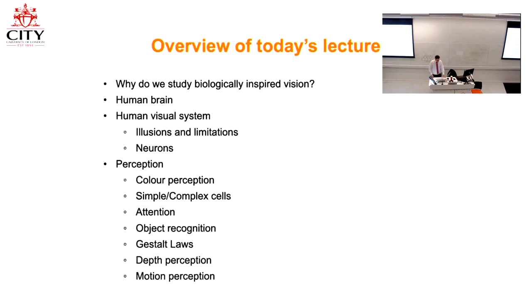Then we go through that neurons bit, and then we will have some understanding of perception. So we will see what sensations are, how they work, and then we go through perception, and we will see that sensation and perception are slightly different things. We will look at some basics of simple and complex cells, attention and the role of it, and object recognition, Gestalt laws, depth perception, and motion perception.